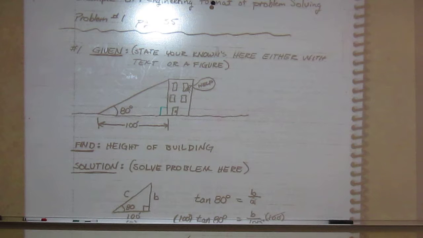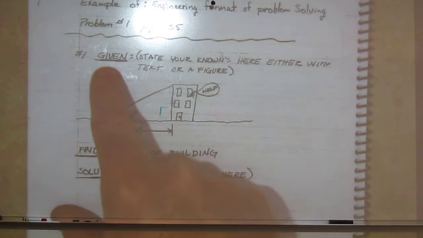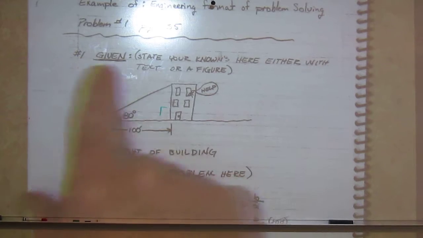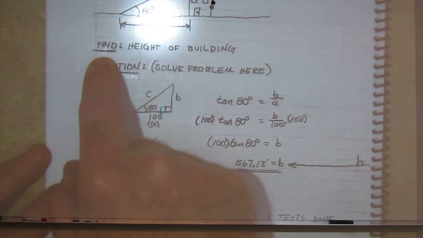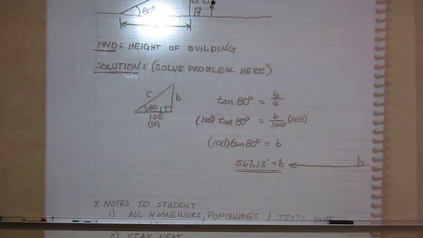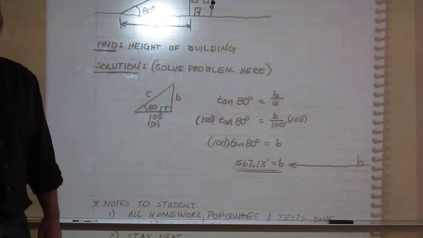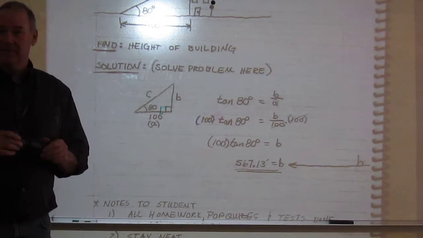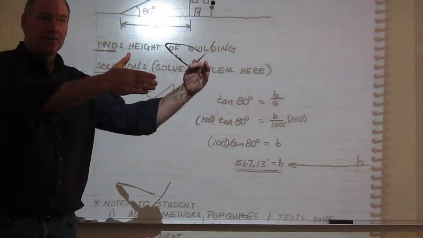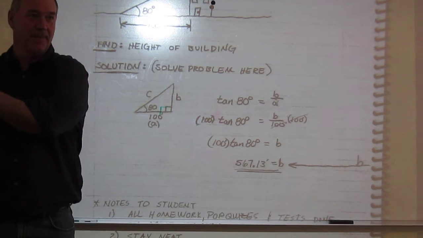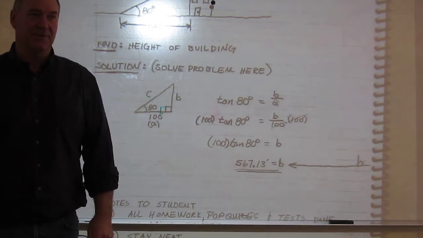Now, once you have a given section, and that's usually on the left side of your page so somebody can find that, you're going to then have a find section. What are we going to put in the find section? The height of the building. What are you trying to do this math equation for? So what are we looking for? Again, that's basically going to tell us the journey we need to take, isn't it? The given is my start, the find is my end. That's what I'm doing with those two sections.